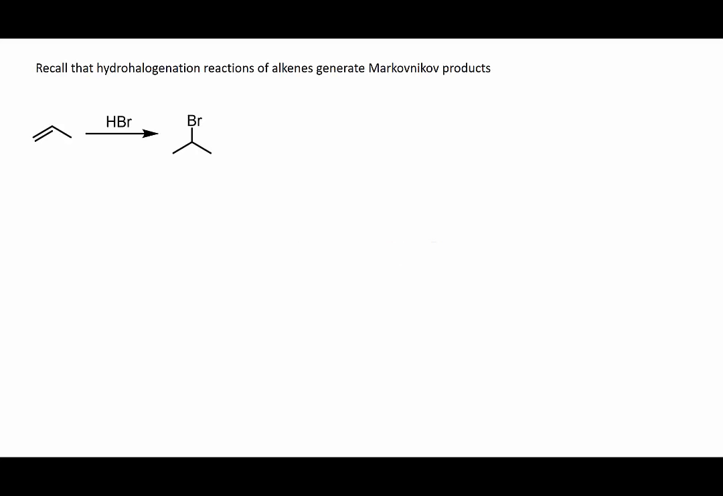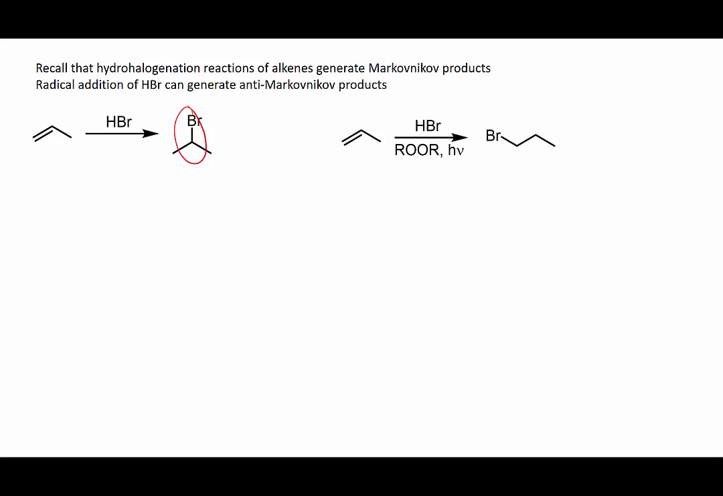The last radical reaction we're going to discuss is radical addition of HBr across an alkene bond. You should recall that hydrohalogenation reactions of alkenes generate Markovnikov products, which is to say this bromine here is found at the most substituted position. In a case where we want to add the bromine to the least substituted position, we can use a radical addition of HBr.